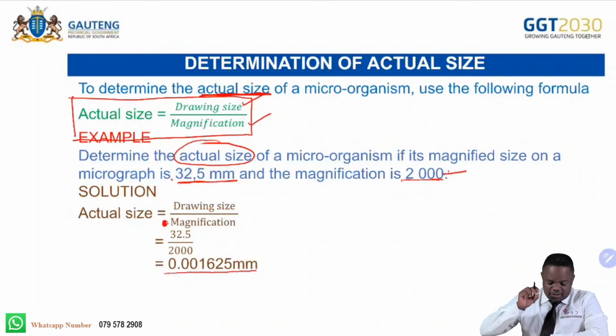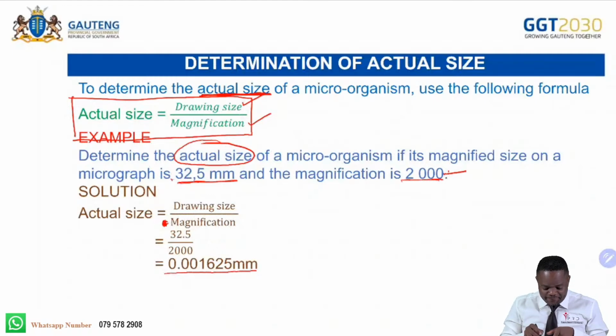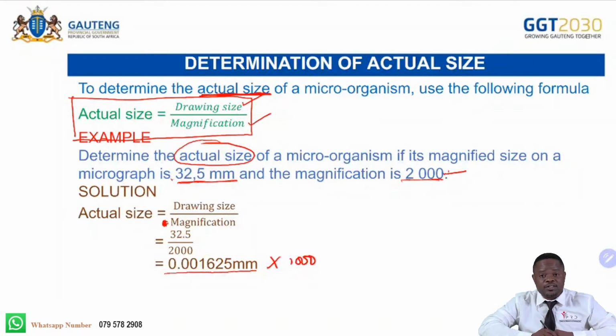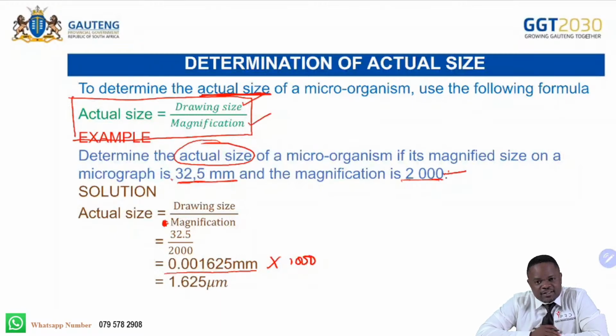All right? Remember, we can express the lengths or the sizes of our microorganisms in micrometers. And we said, if you have your value in millimeters, how do you express it in micrometers? You multiply by a what? 1,000, and that will give us 1,625 micrometers. That is the actual size of our microorganism. I hope it is making sense. Right, at this point, I'm going to give you just 1 minute for you to take down that example.